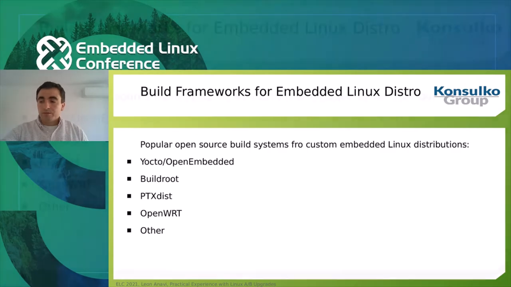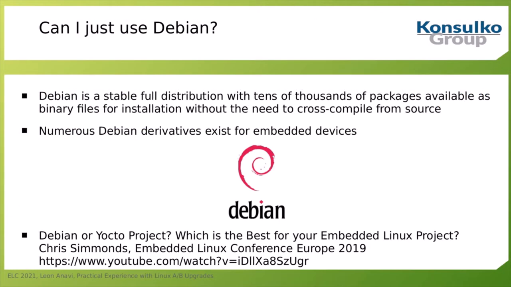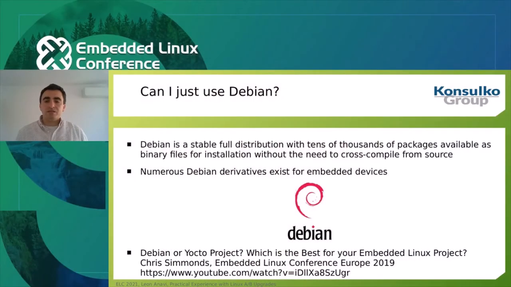And I'm sure that someone will ask the question, can I just use Debian? Yes, of course. Debian is a stable full distribution with tens of thousands of packages available as binary files for installation without the need to cross-compile from source. Debian provides pre-compiled files for most common architectures, including x86-64, ARM, nowadays RISC-V. There are numerous Debian derivatives for embedded devices. Probably the most popular one is the Raspberry Pi OS, which was previously known as Raspbian.